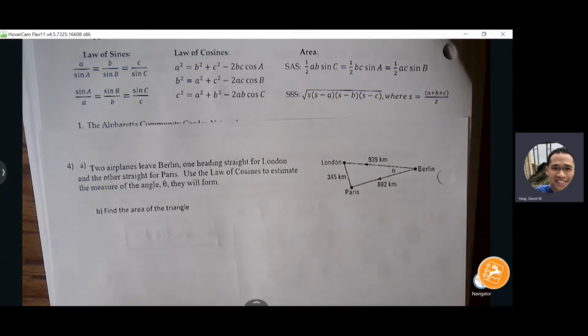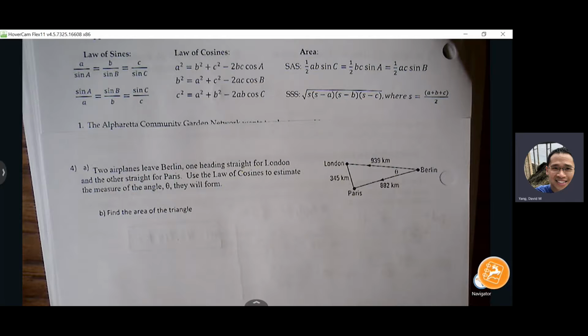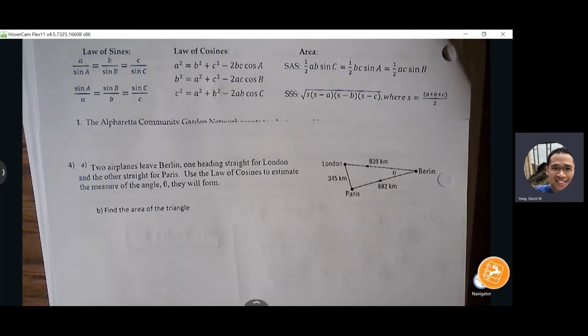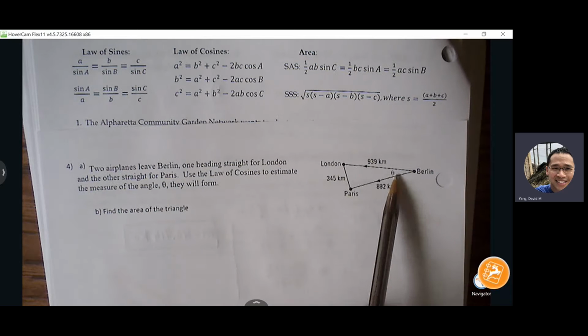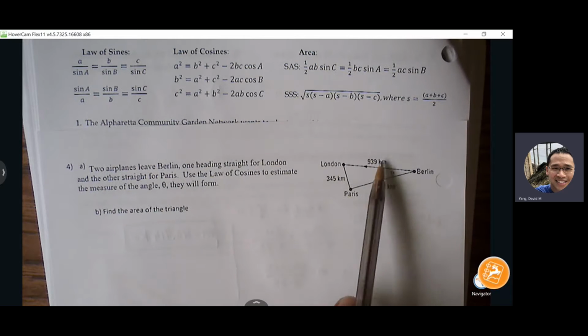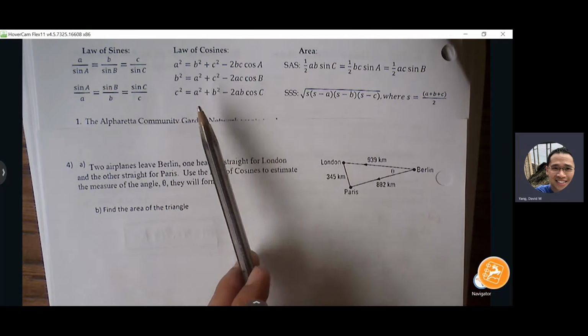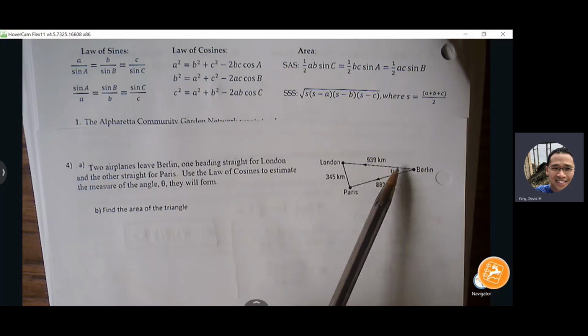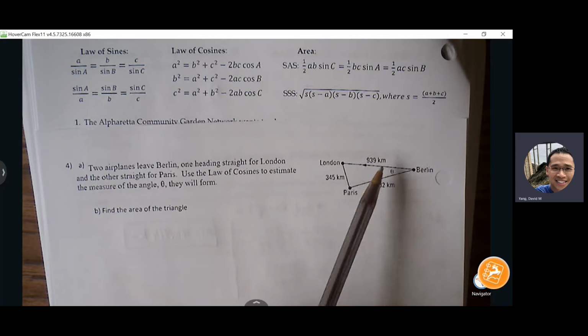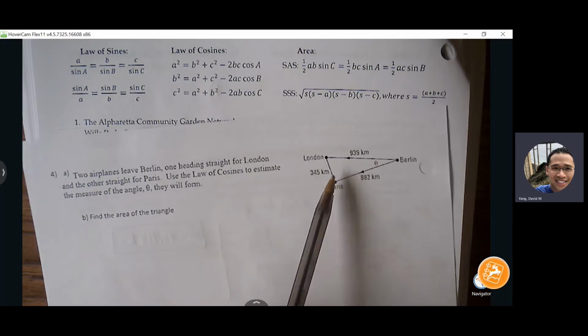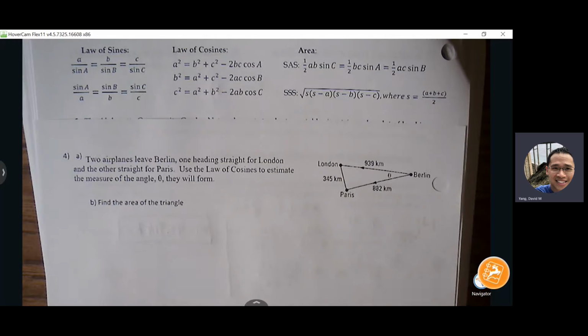Okay, let me read number 4 here. Number 4 says two airplanes leave Berlin, one heading straight for London, the other headed straight for Paris. Use law of cosines to estimate the measure of the angle theta they will form. So yeah, we have side, side, side. We can use law of cosines, and you can rearrange them using A, B, and C if you like. I just decided to keep the letters that I had there. I use B, L, and P. So it's really up to you.